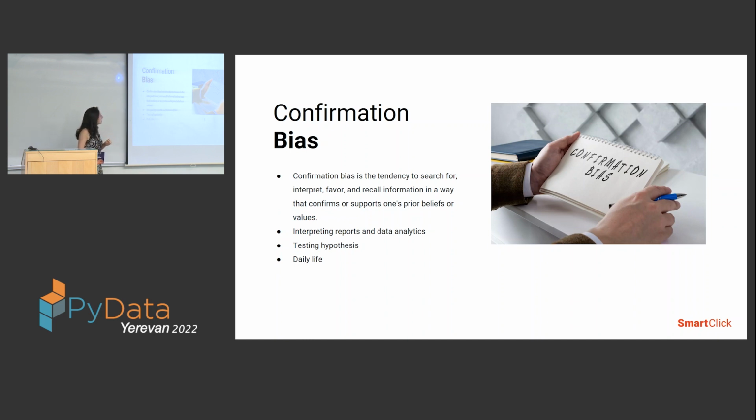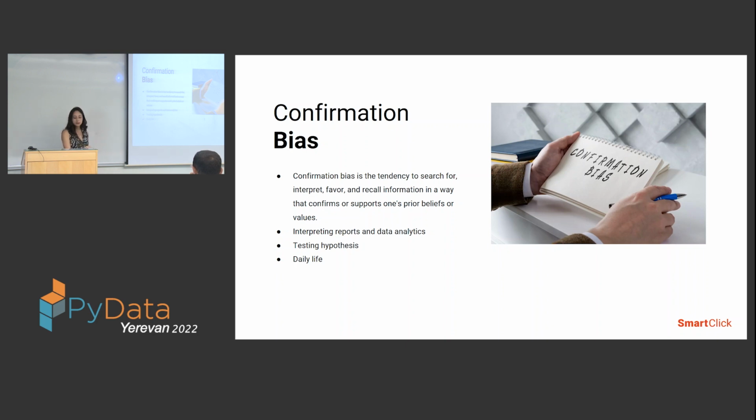Confirmation bias is the tendency to search for, interpret, or favor information that confirms one's prior beliefs. So we have a belief about something, and whatever data we are seeing, we are interpreting it in a way that confirms our beliefs. This is very important when interpreting any sort of data or reports, when testing a hypothesis. As a researcher, you shouldn't go into the hypothesis already having made up your mind what the outcome is going to be at the end. And this is one of the biases that I think we see mostly in our daily life more than others.